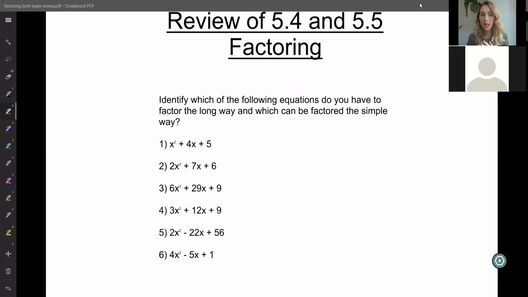So yesterday we took some time to do two different types of factoring. One was what we call factoring an easy trinomial. This happens when a equals 1. And we have the type of factoring when a is not equal to 1 and cannot be common factored out to make the coefficient of x squared equal to 1.